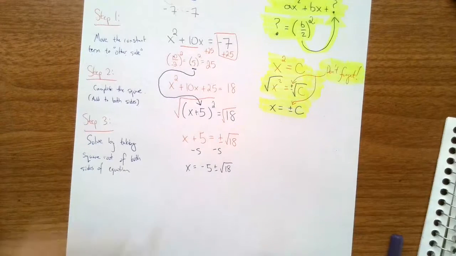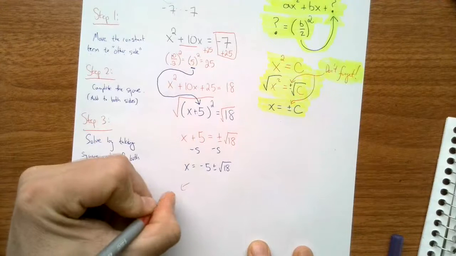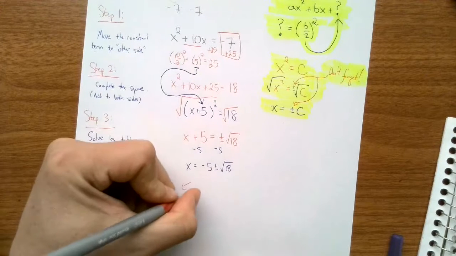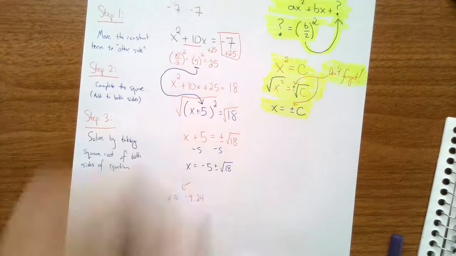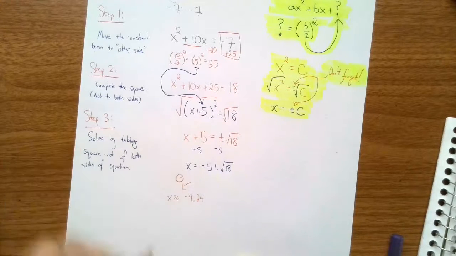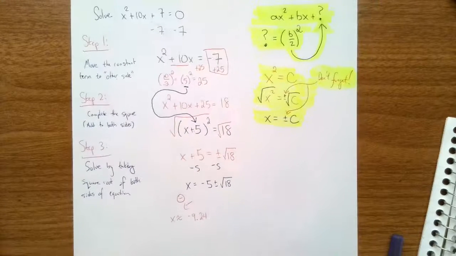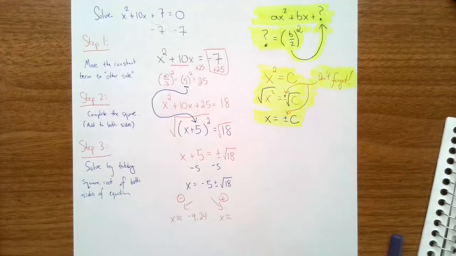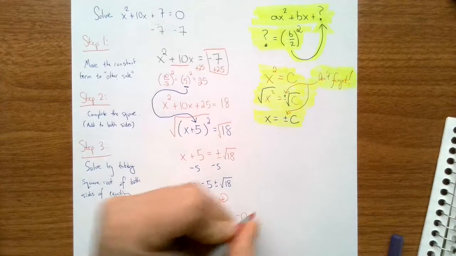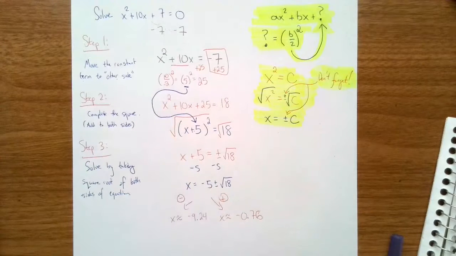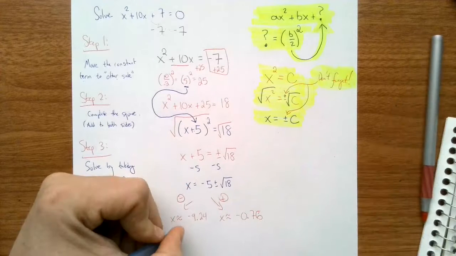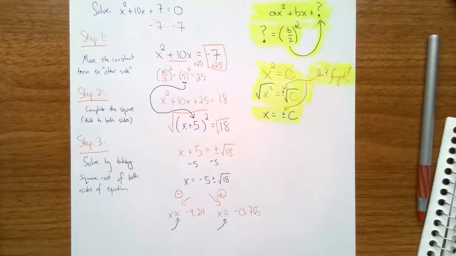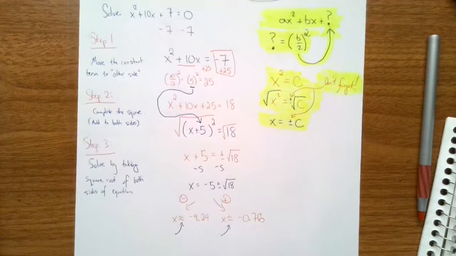Now we're going to do negative 5 minus the square root of 18, which is approximately negative 9.24. Once again, that's when we subtract. And then when we do negative 5 plus the square root of 18, we get x is approximately equal to negative 0.76. Another friendly reminder: when we round, remember to use the approximately equal to, or squiggly equal sign, to indicate that you were rounding.